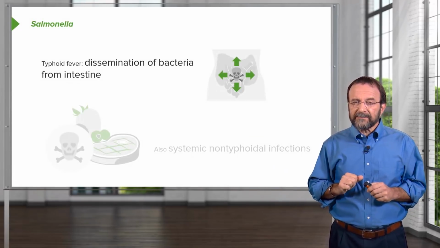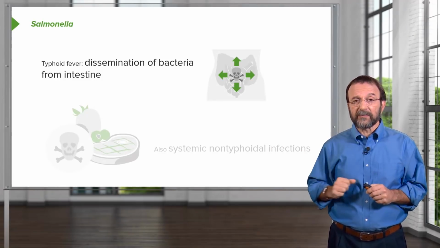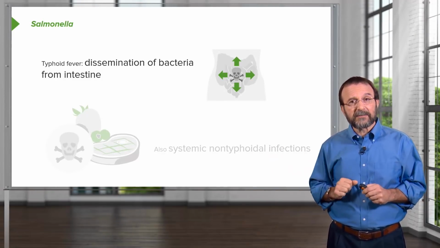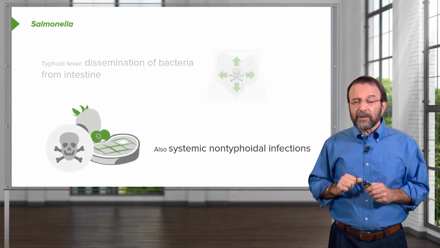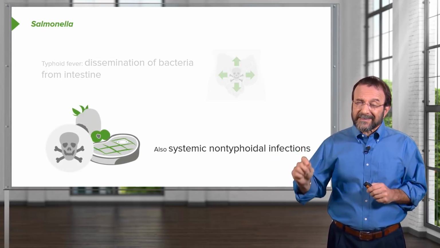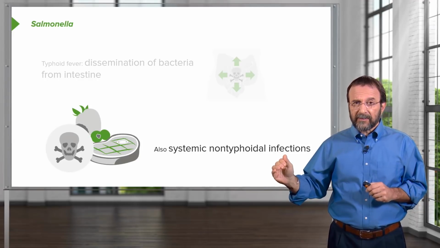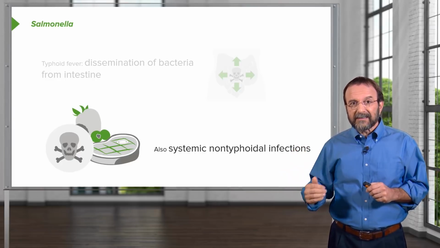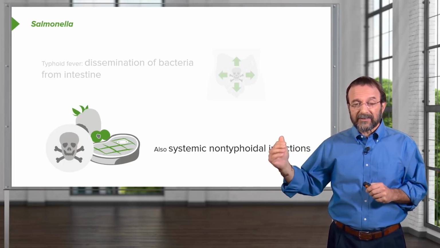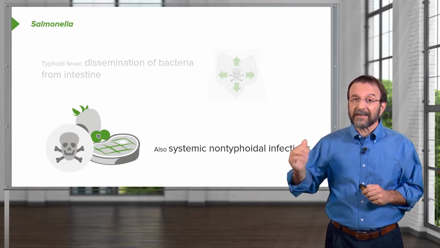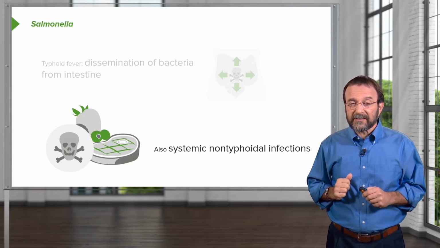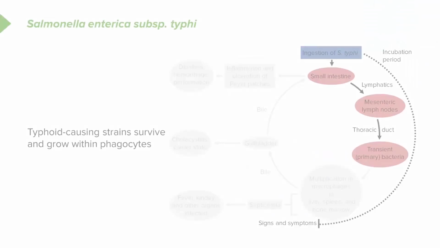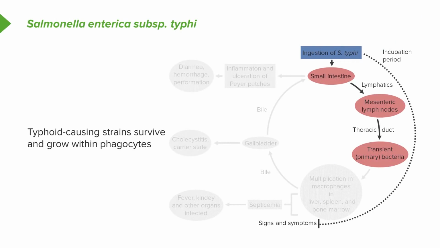Typhoid fever is a kind of infection that involves dissemination of bacteria from the intestine using the mechanism that I just described. But there are also non-typhoidal systemic infections with Salmonella that are caused by food-acquired bacteria, which go beyond the lamina propria in the intestine, get into the bloodstream, and spread to other tissues. These are not considered infections of typhoid strains of Salmonella. They are non-typhoidal. So let's look at how typhoid-causing strains survive and infect. So we take them up into the gut, as you can see on the top there.